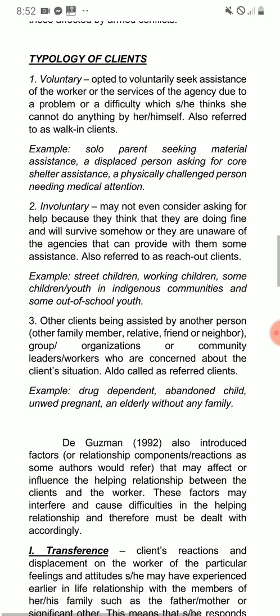Next, we have involuntary. So, ang mga involuntary naman, syempre, kabaliktad ng voluntary, they do not initiate. Hindi sila nag-initiate na lumapit sa isang social worker. So, because the social worker sees that the certain person has a need, ang gagawin ngayon ng social worker, kukunin niya ngayon itong si tao whether he likes it or not. So, ang example natin dito ay mga street children.